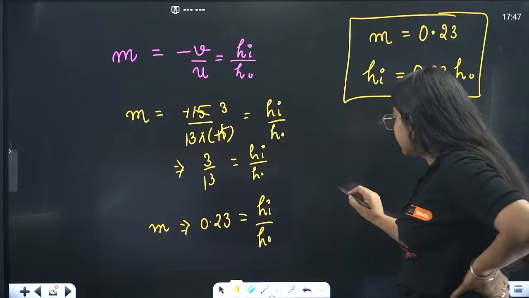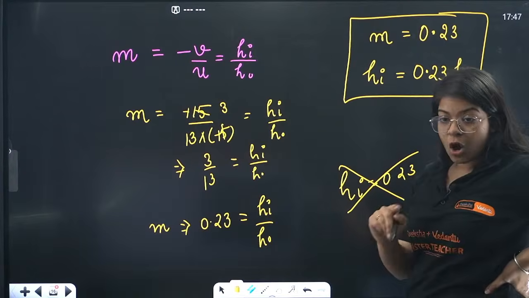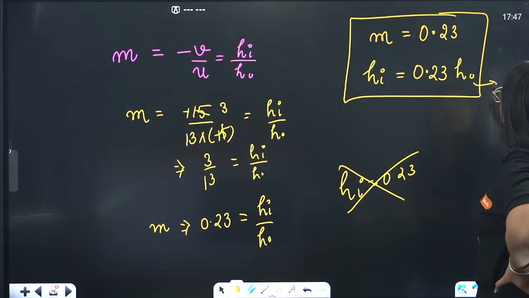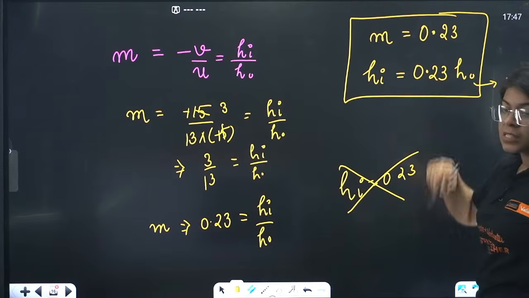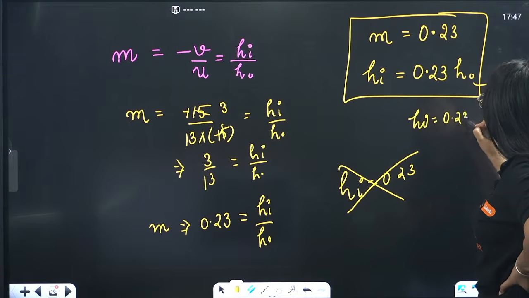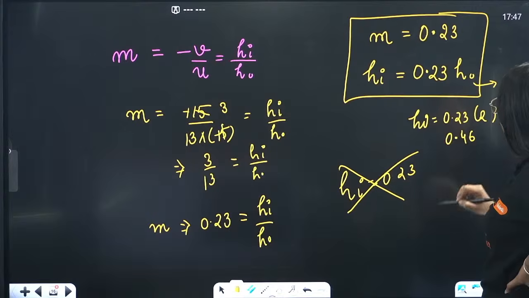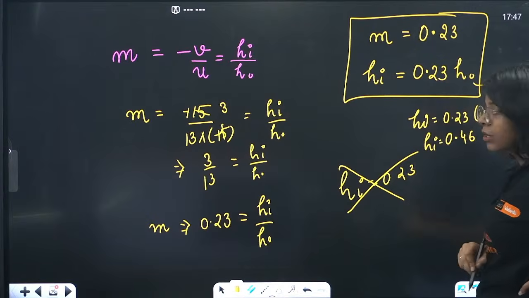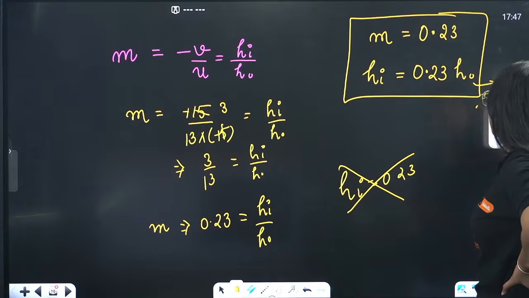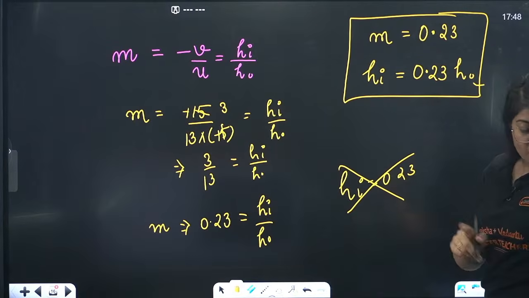The way you are writing that height of image is equal to 0.23, that's wrong. It's actually 0.23 of the height of object. That means if my height of object is given as 2 centimeter, then this height of image changes, right? This height of image becomes 0.23 of 2 centimeter. So it becomes 0.46. Right? So now height of image changed, based on the height of object. So you have to write 0.23 into height of object.